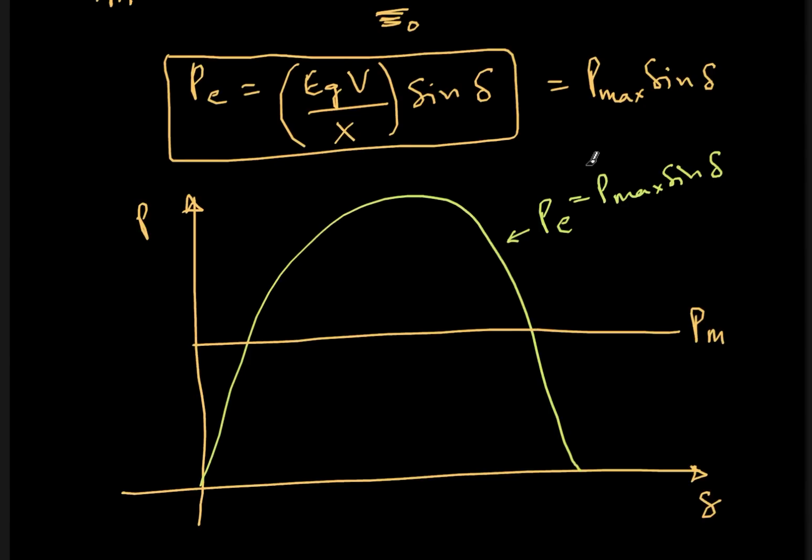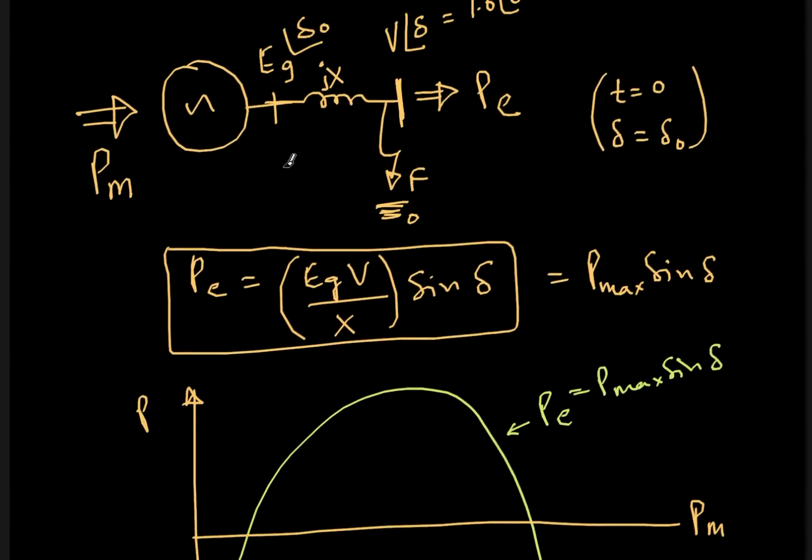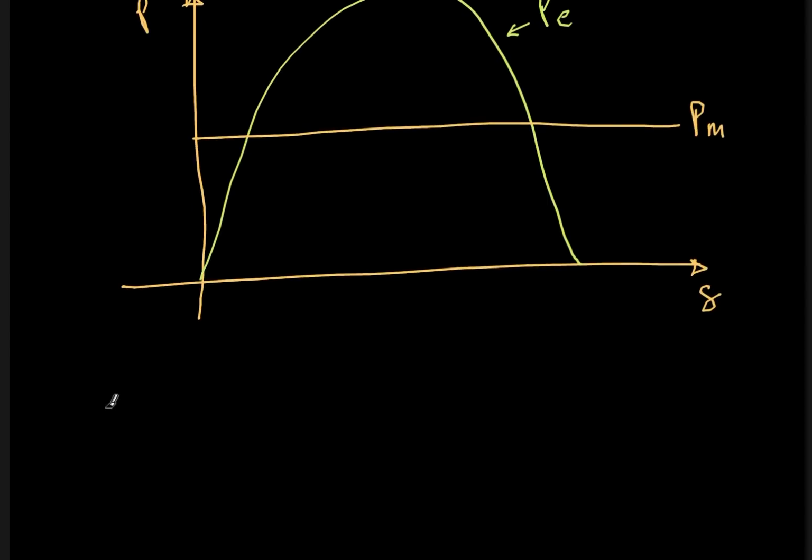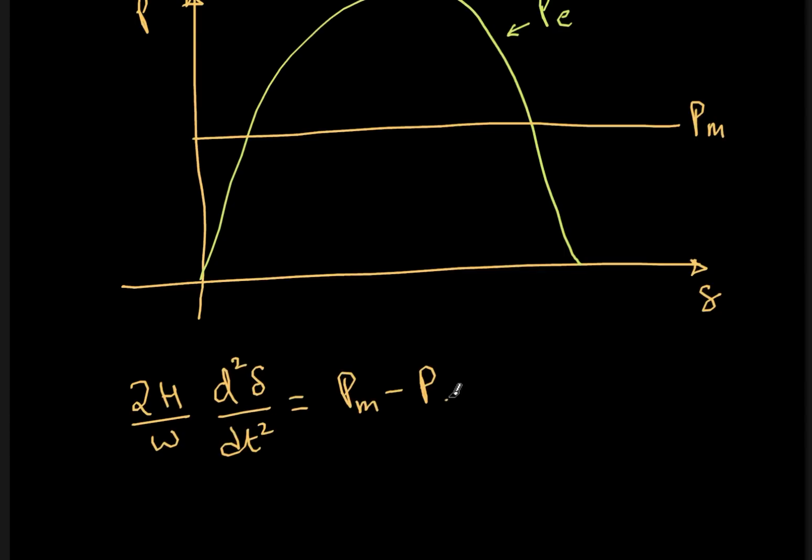For stable operation, we also know the swing equation. The swing equation is 2H by omega, d square delta by dt square, is equal to Pm minus Pe. This is all in per unit. We had derived this some other time, so for now, take this as the swing equation.